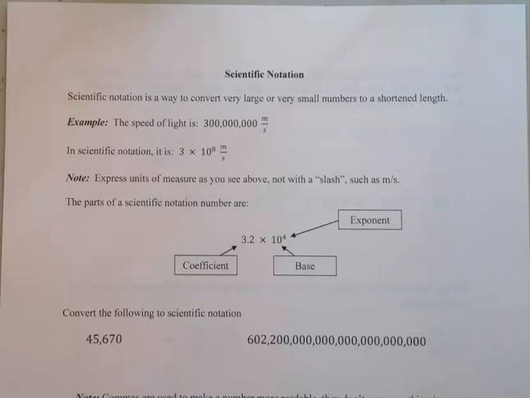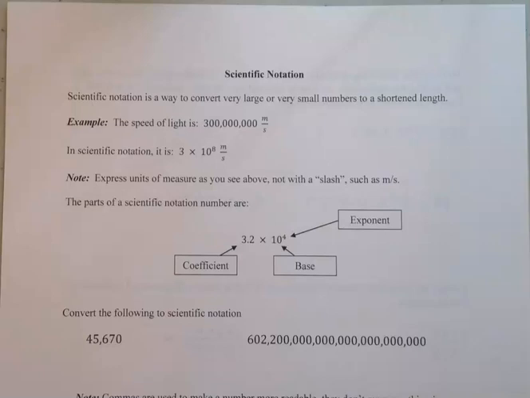Note, by the way, express units of measure as you see above, not with a slash such as m/s. M/s is fine if it's a final answer, but even so, go ahead and write them one directly over the other, because you can actually cancel and multiply units of measure, and oftentimes you need to do that to figure out a problem. So go ahead and write them directly, one directly over the other. Even take 2 lines of paper to do that, because it's important that they be shown in that format.